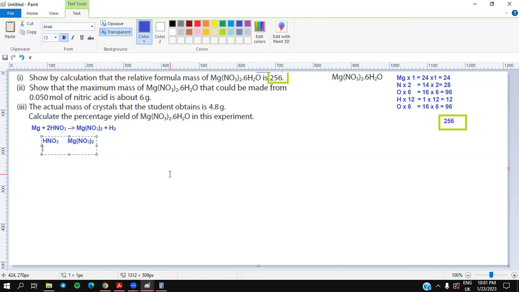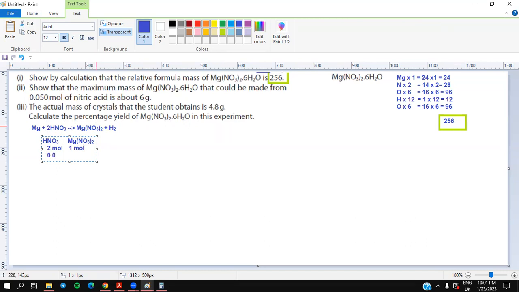If you look at the balanced chemical equation, 2 moles of nitric acid produces 1 mole of magnesium nitrate. I think it's not difficult to understand because this 2 is given in front of nitric acid. That means nitric acid 2 moles react. It produces magnesium nitrate 1 mole. So under magnesium nitrate, I wrote 1. If 2 moles of nitric acid produce 1 mole of magnesium nitrate, in this question, nitric acid 0.05 is given.